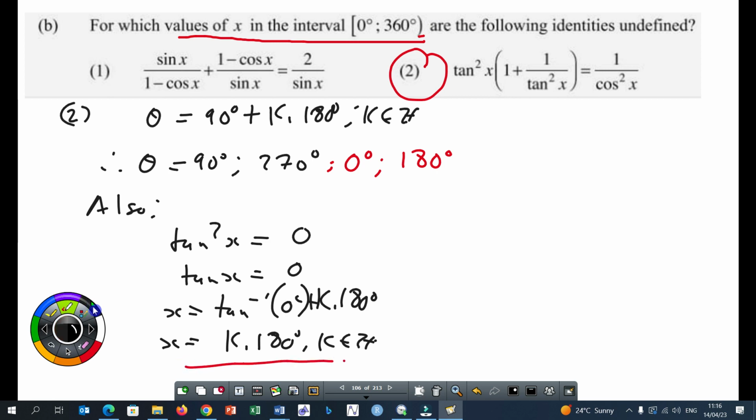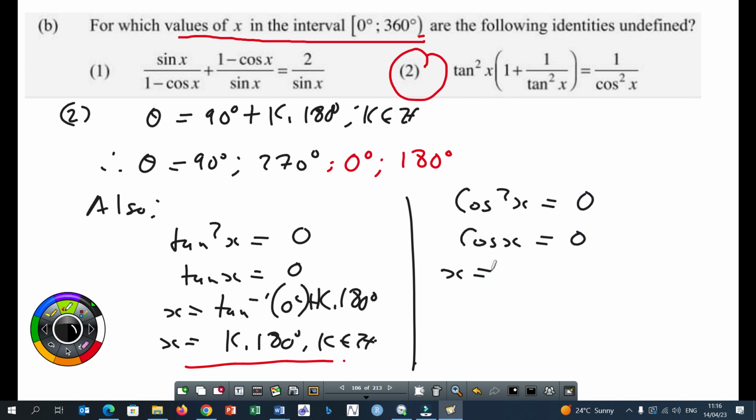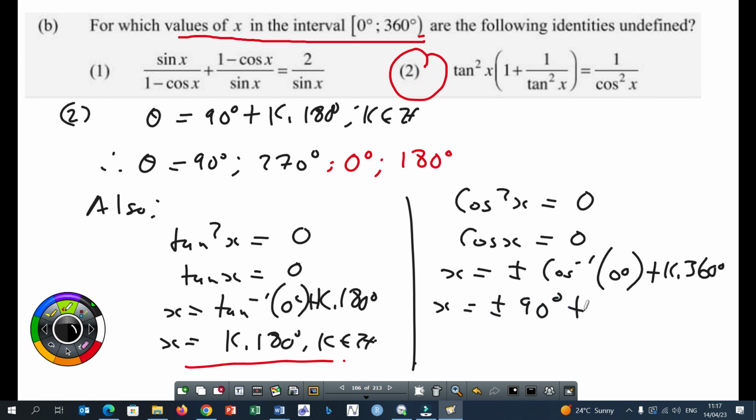Okay? Then, we also have the second denominator on the right. So that's cos squared x equal to 0. So cos x will be 0. So this will give us shift of cos, okay, plus or minus. That will be shift cosine of 0, which is 90. So you get x equal to plus or minus 90 degrees plus k times 360, where k is an integer, right? Then you use trial and error, substitute the values of k.